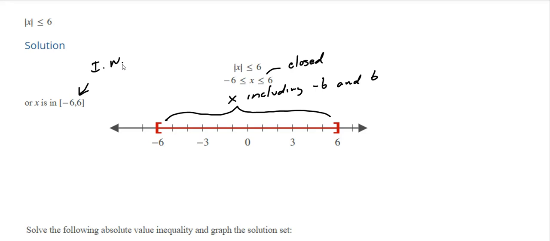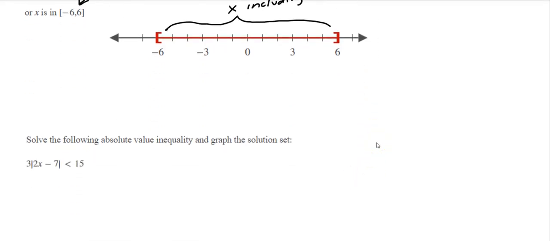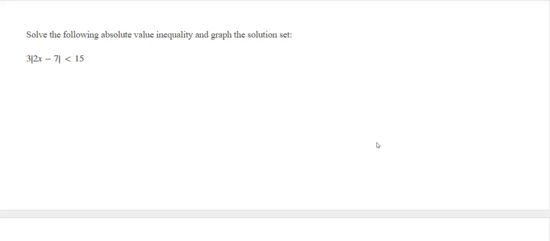So yeah, let's do a couple of examples and see where it goes from there. Okay, notice that this one right here is not in standard form yet. So just like we did in the last chapter, we need to get this thing in standard form. So what we're going to need to do first is divide off this 3, because we do have a multiplication here. The inverse of multiplication is division. That is going to reduce that down, and you're going to be left with 2x minus 7 is less than 5.